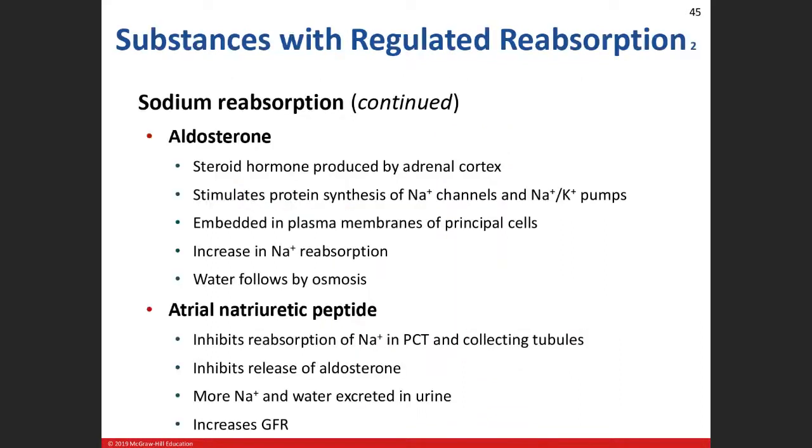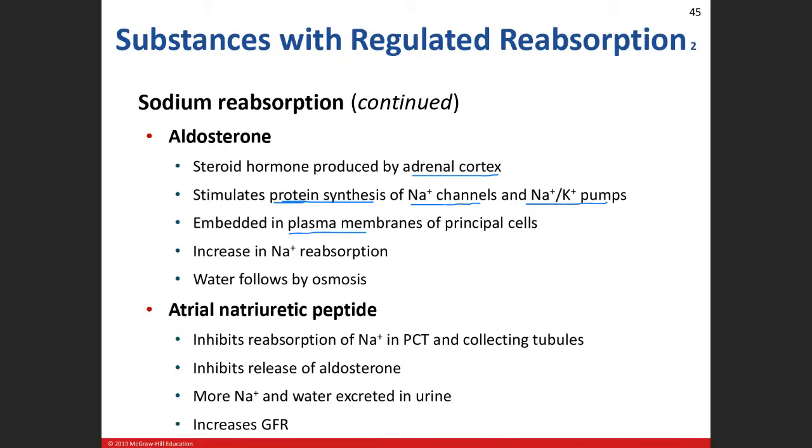So just a quick review of what aldosterone does. We know where it's produced, in the adrenal cortex. Aldosterone is actually going to cause protein synthesis, which means we're going to make some proteins. Well, what proteins? We're going to make sodium channels and sodium-potassium pumps. So this hormone is going to upregulate protein production for these pumps, which will help to facilitate the movement of sodium in these cells. We're going to stick them in the plasma membranes.